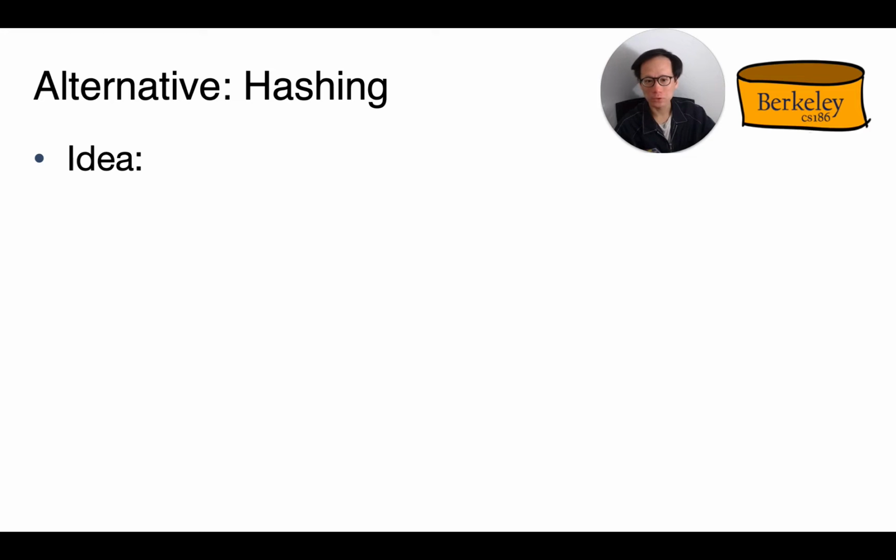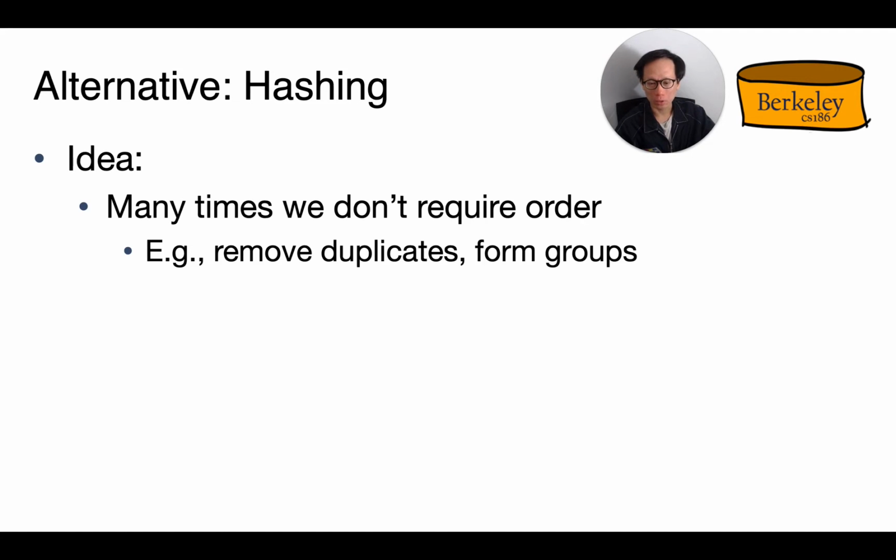The alternative to sorting is to use hashing. What is the idea behind hashing? Well, the motivation is that many times we don't really require order, we just require things that are equal to be together. For example, removing duplicates doesn't require that things be ordered. Simply that all the duplicates have to come together in batches, but the order across duplicate batches doesn't really matter.